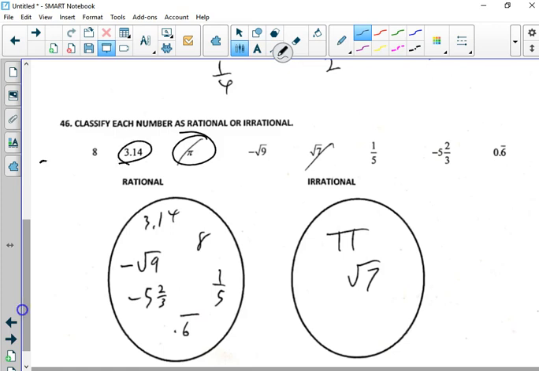This can be written as a fraction, 3 and 14 over 100. So that goes in the rational. This simplifies just to negative 3, negative whole number. 1/5 of negative 5 2/3 is already a fraction, and 0.6 repeating can be converted into a fraction. There's a procedure for it, but any repeating decimal can be written as a fraction. And that's it.